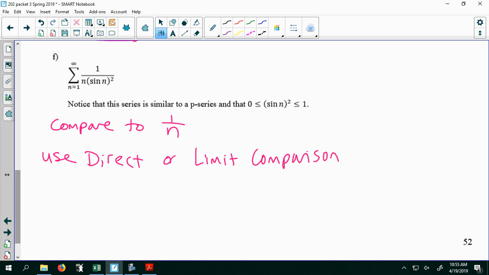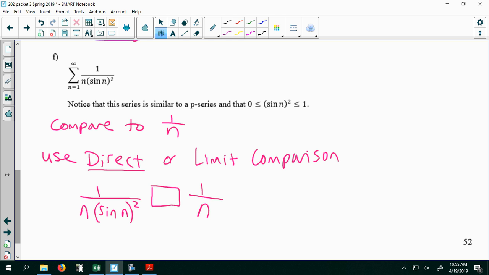So what we would be doing for direct comparison is you would look at the given fraction and compare it to 1 over n. Because the sine of n squared is always between 0 and 1, it's a fraction, right? Like, say, a half or a third. If you take a number and you multiply it by a half or a third or a fourth, does it get bigger or smaller? Smaller.